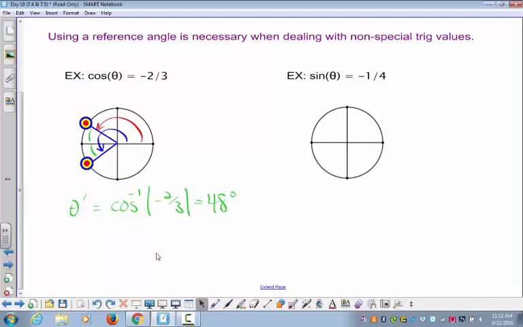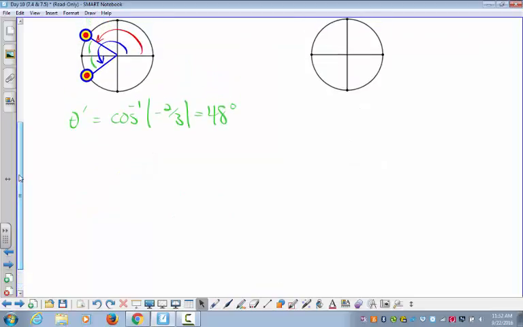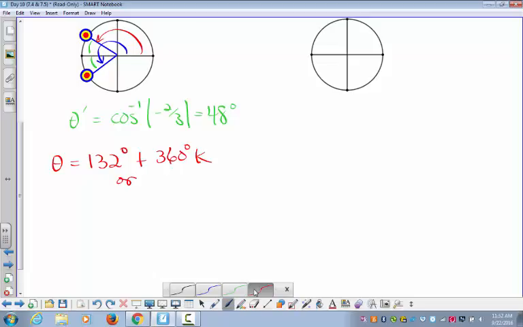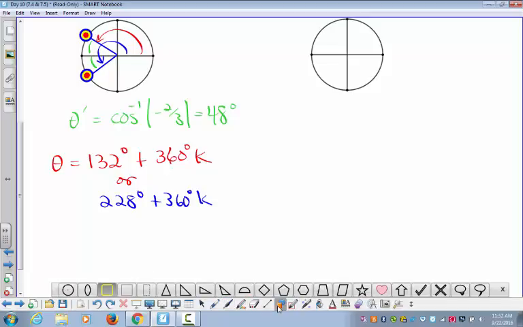Oh, cool. All right. So our red group up in quadrant 2, what do we do with the 48 to get the theta there? 180 minus it, so 132. Plus 360k to jump all the way around the circle. Or to get to the blue group there, that reference angle, what do we do with that? So if that's 48, we add it to 180, get 228. Plus 360k. That will get us all the way around. So this will be our group of all solutions.